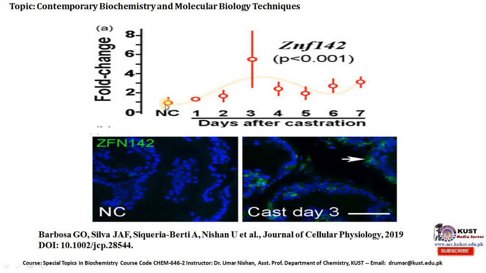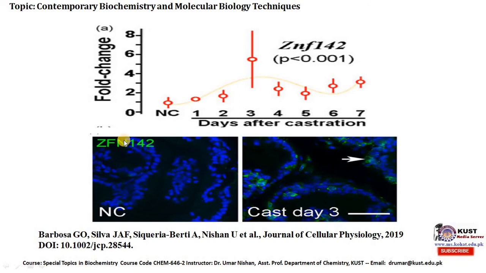When we do the immunohistochemistry for the control and for 3 days after castration, this is published data from one of our articles in a very prestigious journal, the Journal of Cellular Physiology, published in 2019. The result shows that this is the negative control. We see that there is no ZNF. Sorry for this, this is ZNF142.